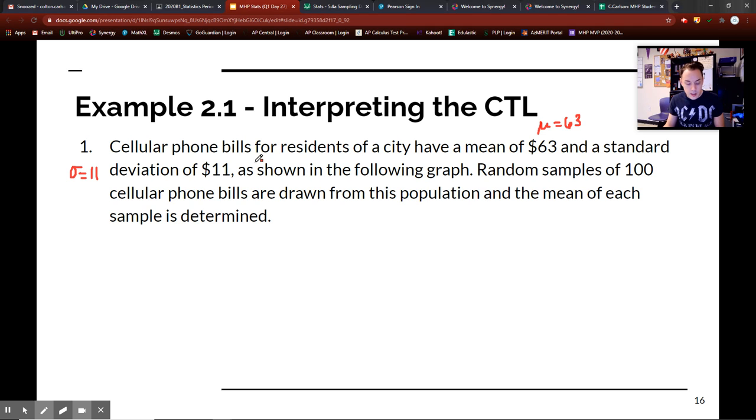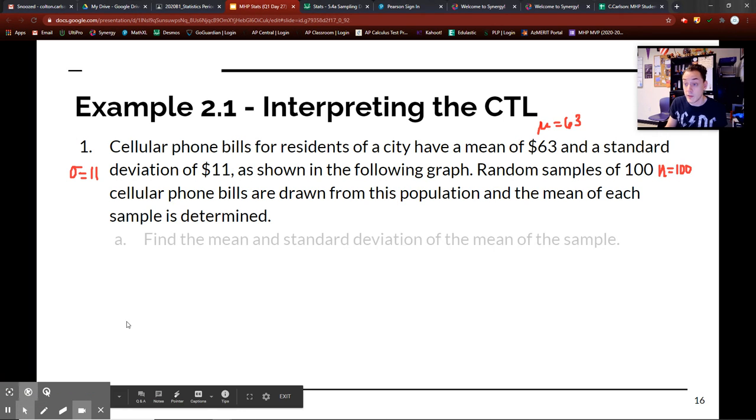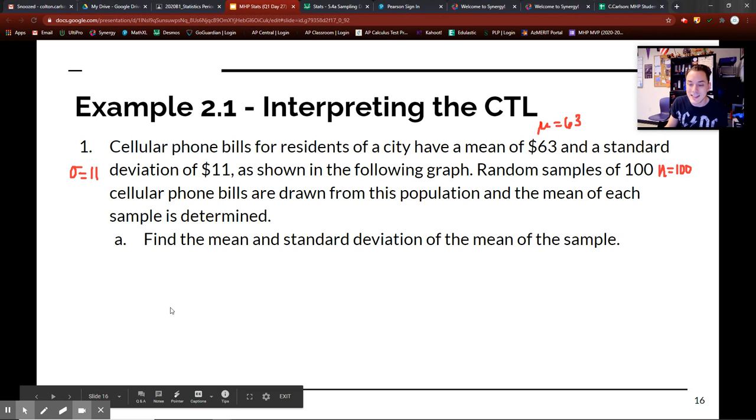Okay, now we read on. Random samples of 100 cellular phone bills are drawn. What does that mean? That means n equals 100. Perfect. That's greater than 30, right? Samples are drawn from this population, and the mean of each is determined. We want to perform the following calculations. Find the mean and standard deviation of the mean of the sample.